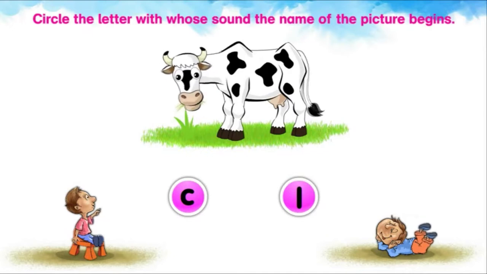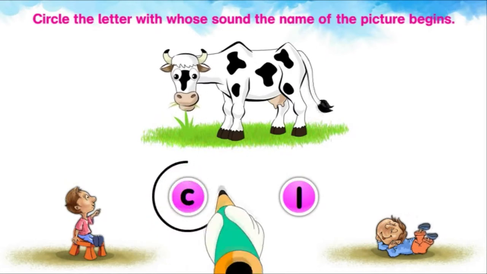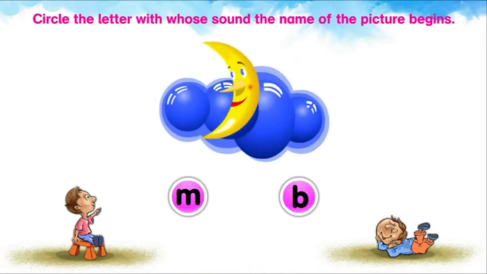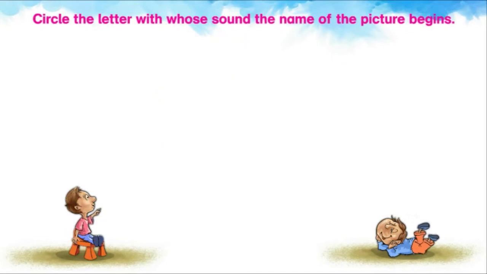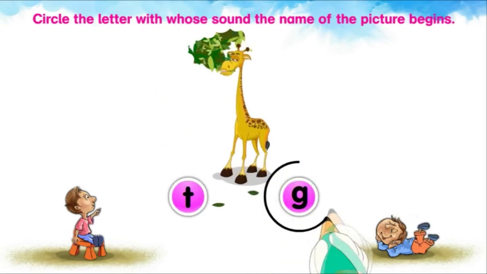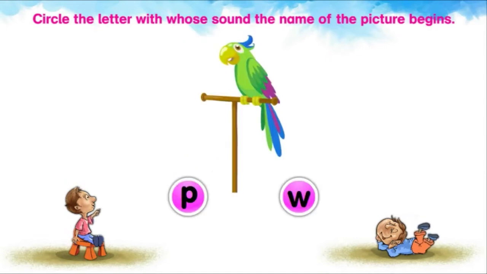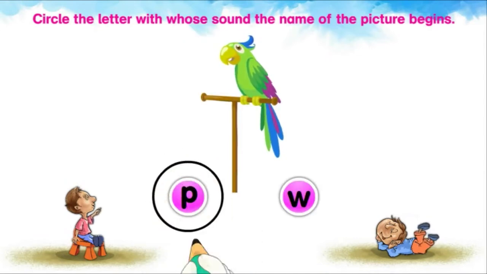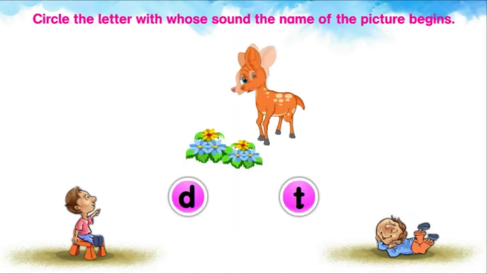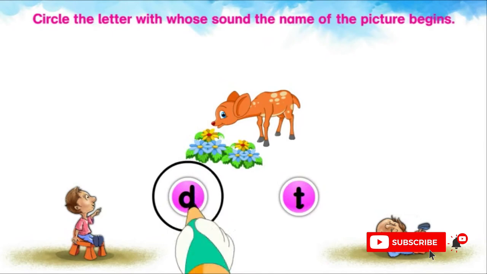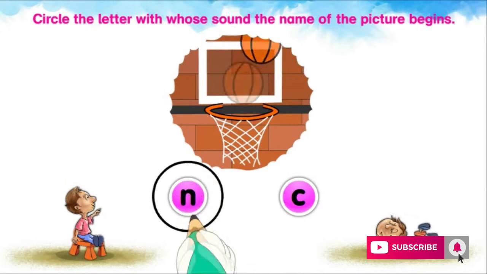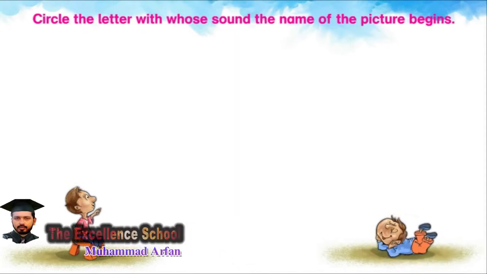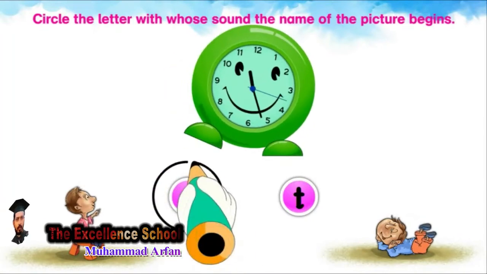Circle the letter with whose sound the name of the picture begins. C. Cow. M. Moon. G. Giraffe. P. Parrot. D. Deer. N. Net. C. Clock.